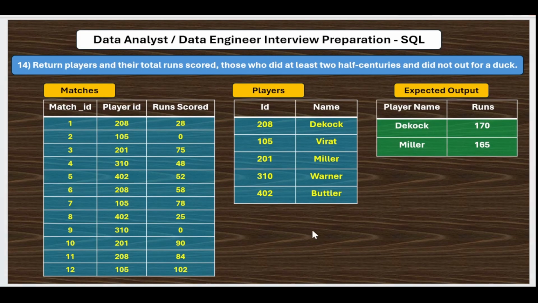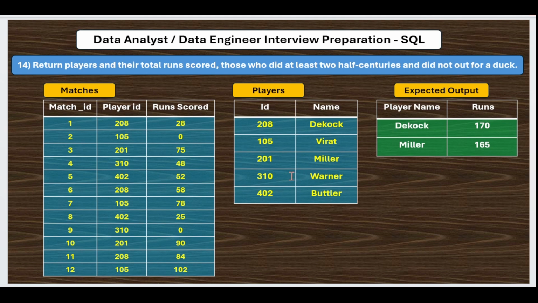In today's video, we are going to solve one more SQL problem as part of a data analyst or data engineer interview. You can see here it is question number 14: return players and their total runs score, those who did at least 2 half centuries and did not get out for a duck. We are given two input tables, matches and players, and we need to find those players who did not get out for a duck and did at least 2 half centuries. And you can see here we have the expected output.